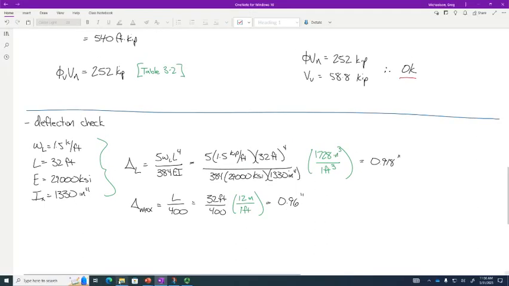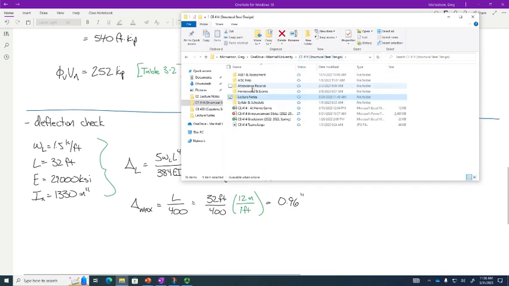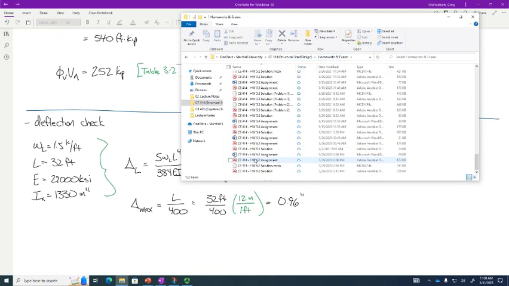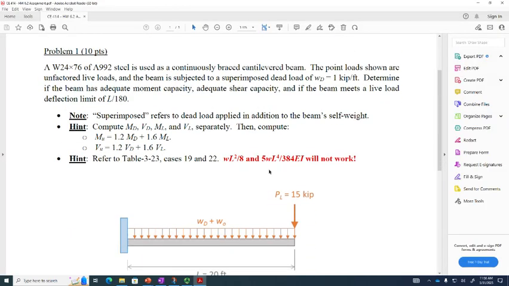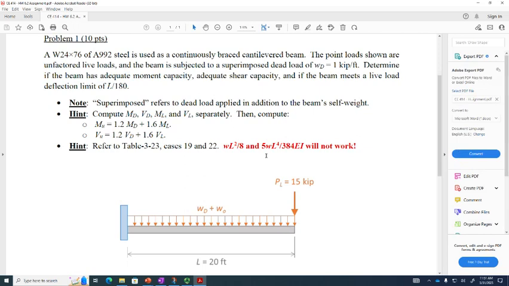Okay, I know we're running short on time. I do want to pull up the next homework assignment to make a point. So here is the next homework assignment. I've given you a cantilevered beam with a distributed load and a point load at the end. The two points I want to be clear about: how we computed the moments of dead load and live load and the shears of dead load and live load separately, you definitely need to do that with this problem. You can also refer to Table 3-23, but I want to be absolutely crystal clear.